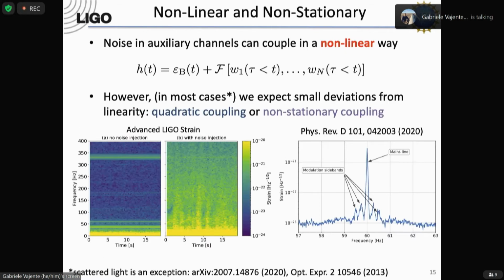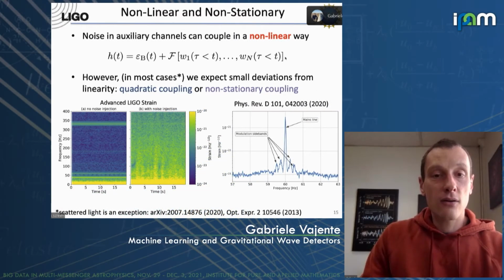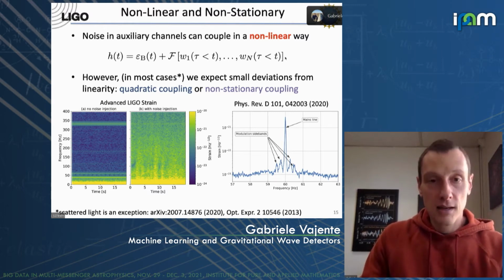The problem is more complex when there is non-linear or non-stationary coupling from the auxiliary channels to the main gravitational wave channel. Of course, the most general non-linear noise coupling is some sort of functional that will take the past history of a bunch of signals and then convert them into some noise that couples into the gravitational wave strain. And of course, this can be the most general function with the only requirement to be causal, so that it depends only on the past. Of course, we can't do much if this is all we can do.